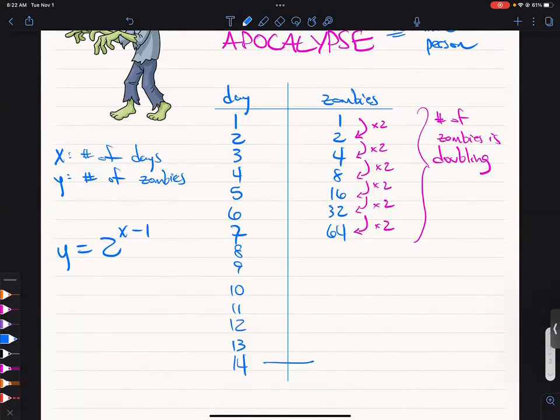So what would day 14 look like? 2 to the 14 minus 1, so 2 to the 13. Somebody tell me what 2 to the 13th is real quick. How much? 8192.